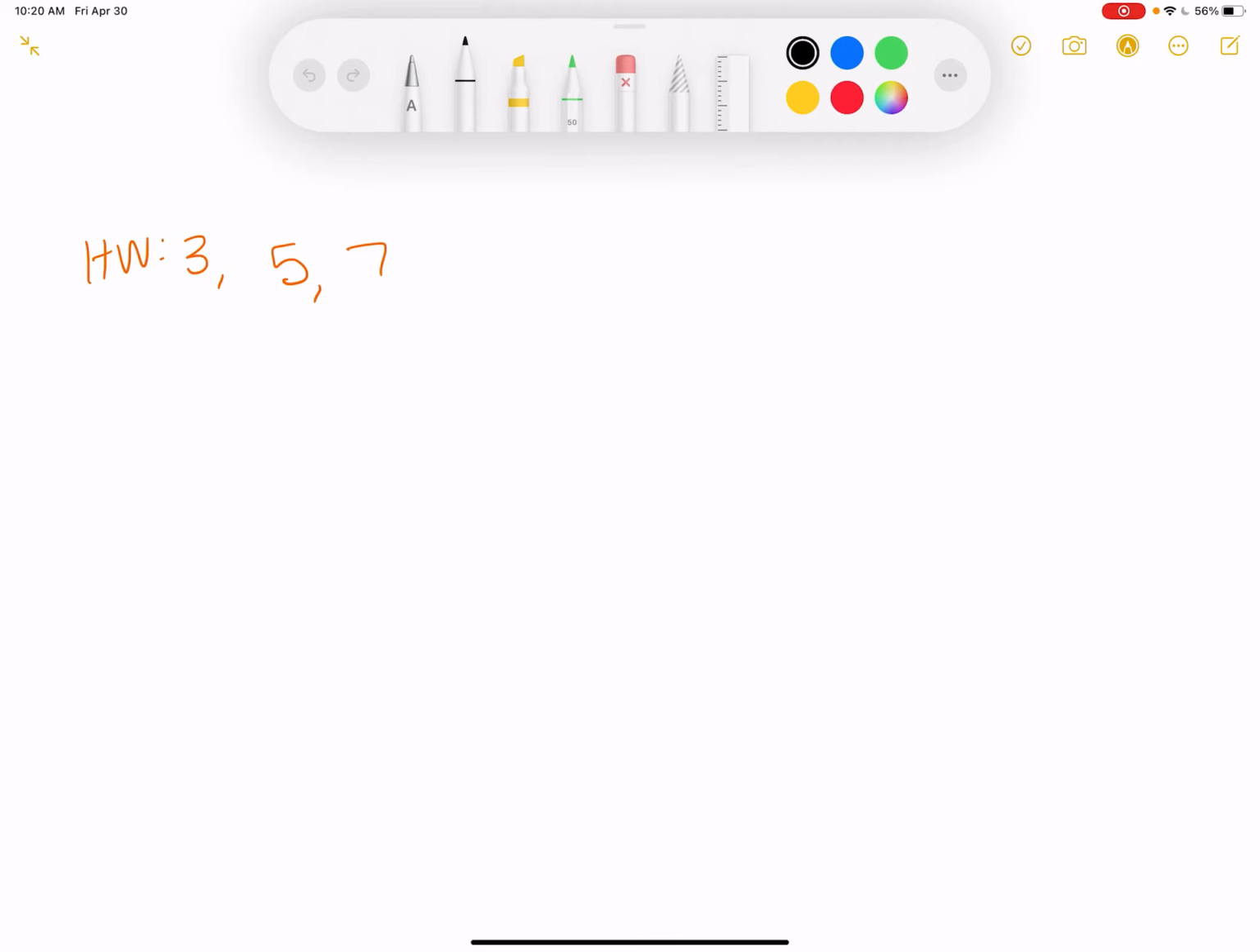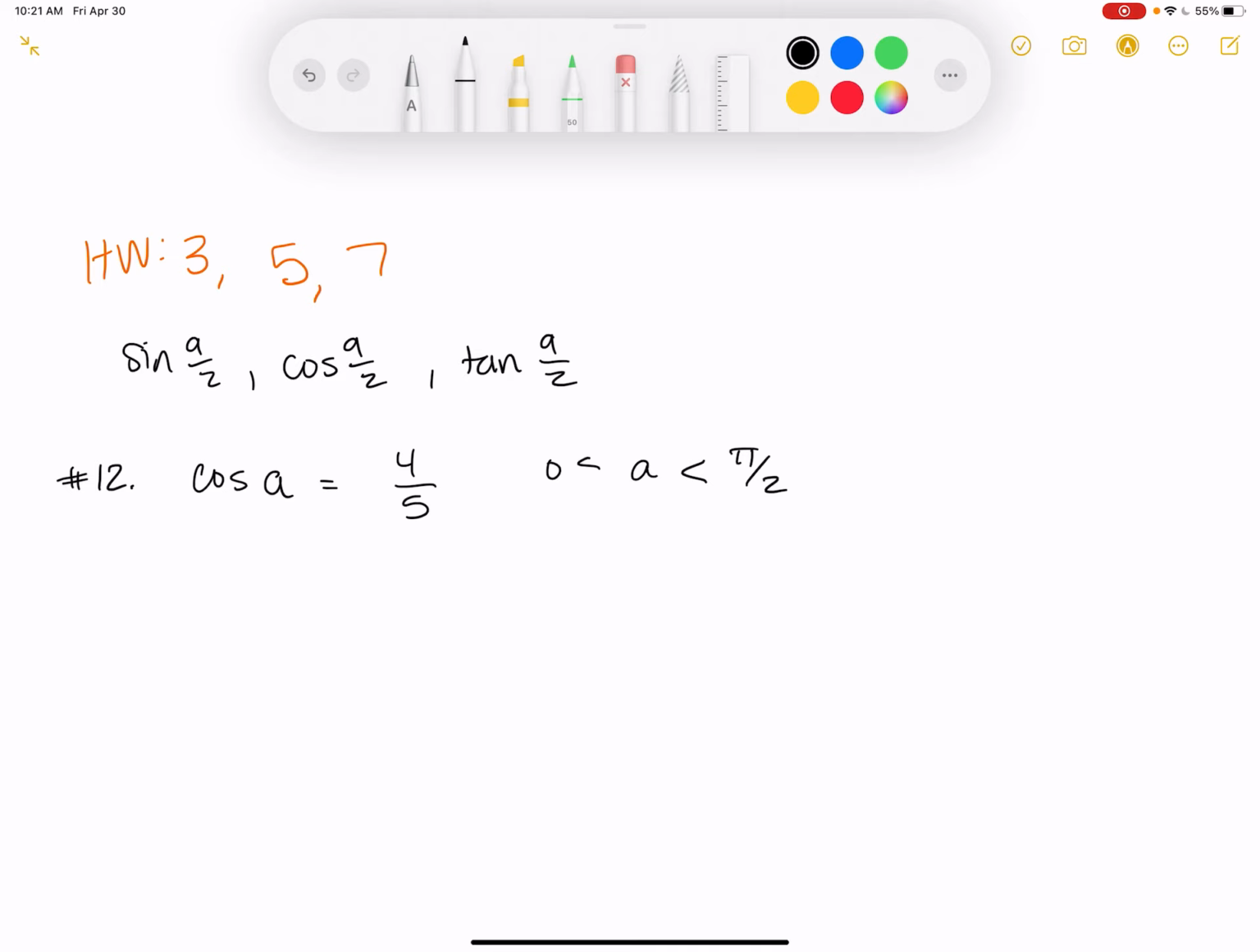Find the exact values of the sine of A over 2, cosine of A over 2, and tangent of A over 2. We're going to do number 12. Cosine of A is equal to 4 over 5, and 0 is less than A, less than pi over 2. Draw a triangle. Then do the Pythagorean theorem.